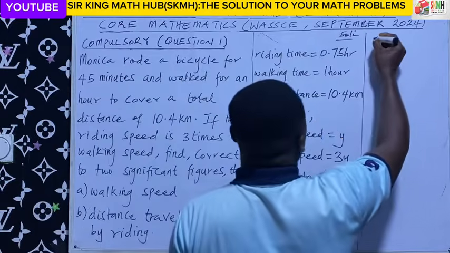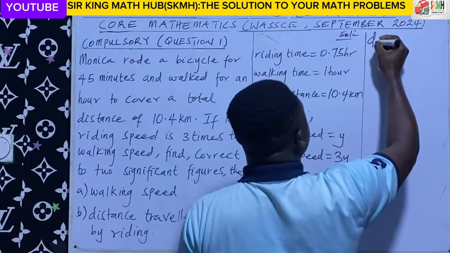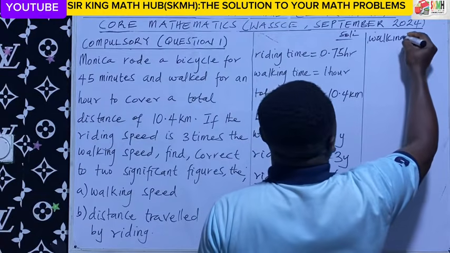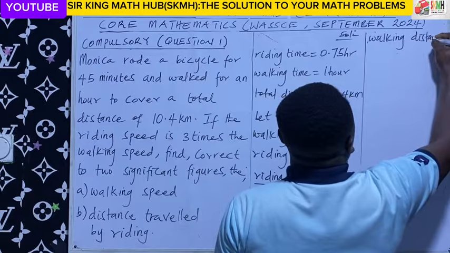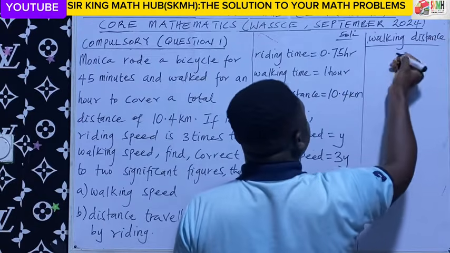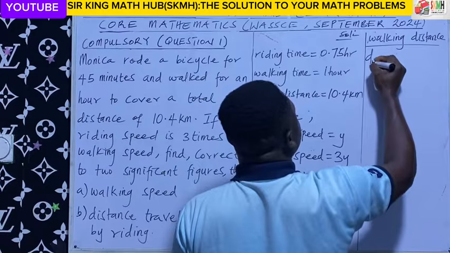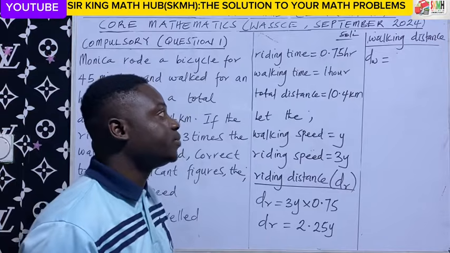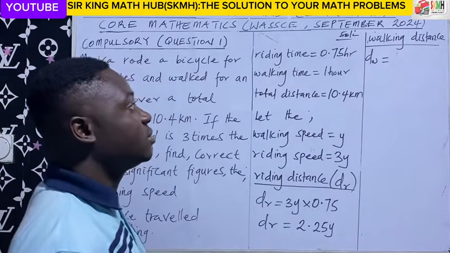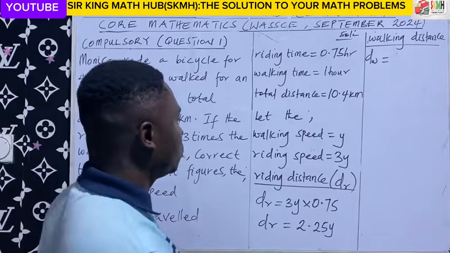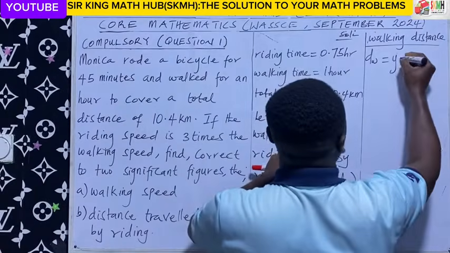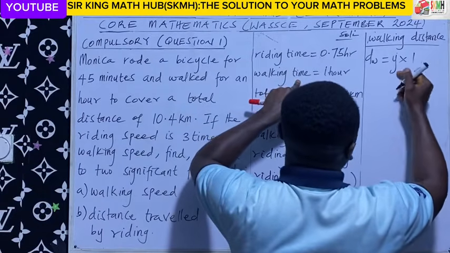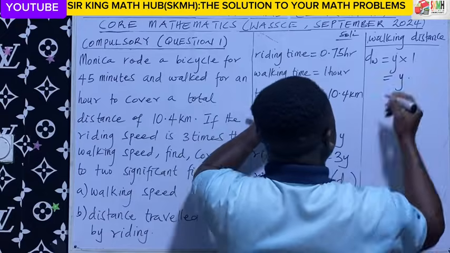Now let's also calculate her walking distance. I'm representing that as D subscript W. The walking distance will be the walking speed times walking time. We know the walking speed as y and the walking time as 1 hour. So y times 1 is still y.